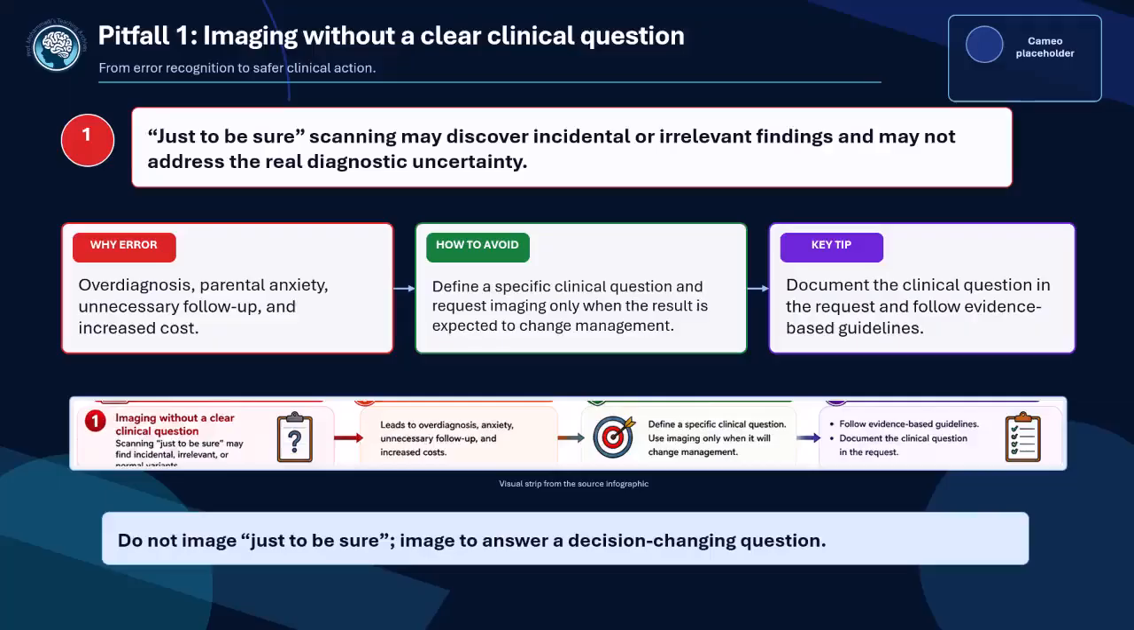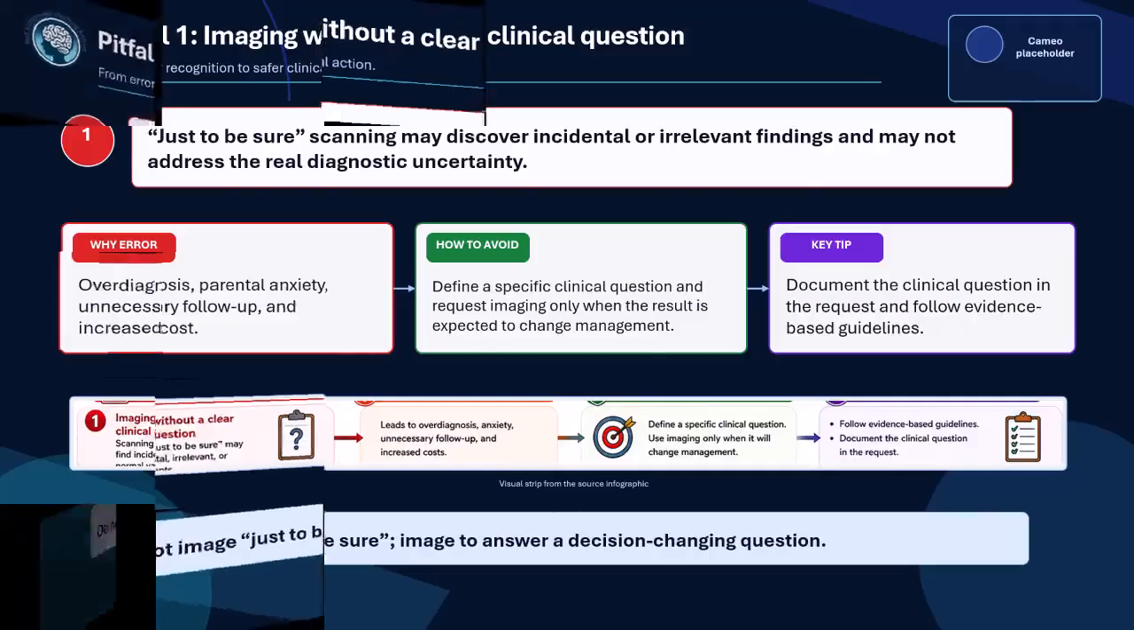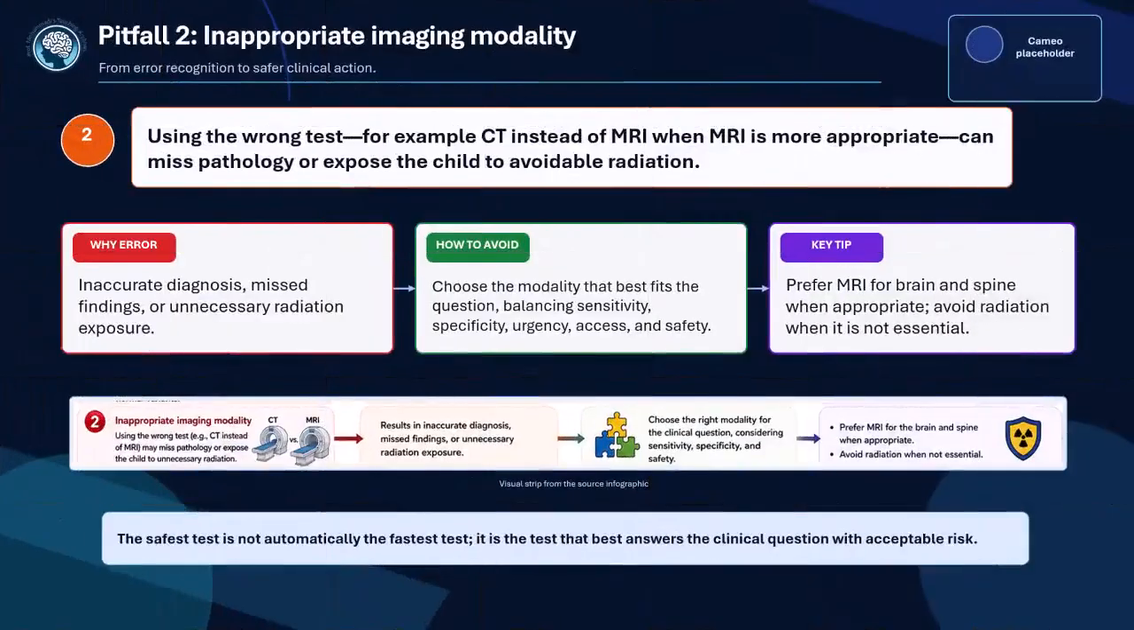To avoid this, every imaging request should be linked to a specific clinical question. The clinician should know what decision the scan is expected to support. Will the result change treatment, urgency, referral, or follow-up? The key practical tip is to document the clinical question clearly in the imaging request and follow evidence-based guidelines. The goal is not simply to obtain an image. The goal is to answer a decision-changing question. Next slide, please. Another important pitfall is choosing an inappropriate imaging modality.